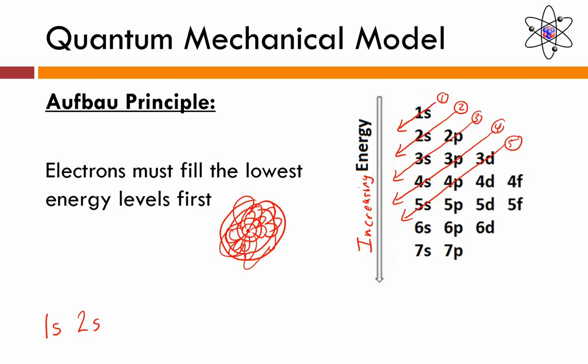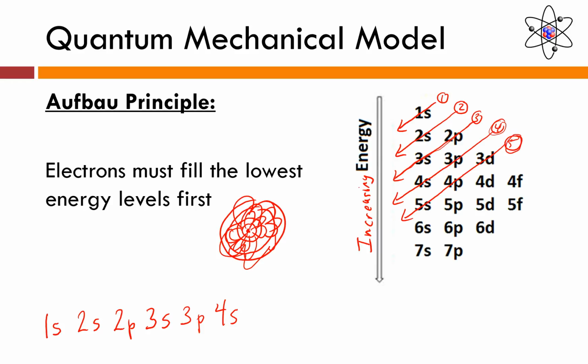That has nothing else left to go on. Follow that third arrow. I see 2p and then 3s. And it's finished. Go up to the fourth arrow. I see 3p and then 4s. This is really where we start to get that orbital overlap kicking in.